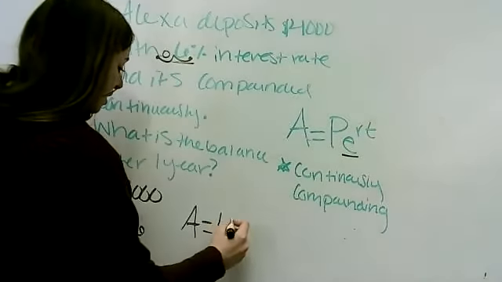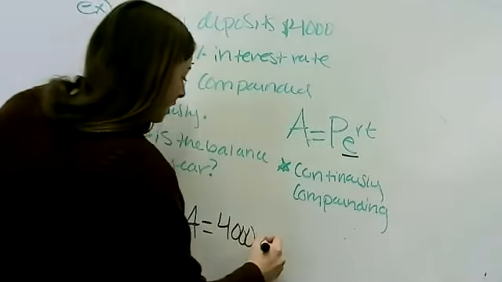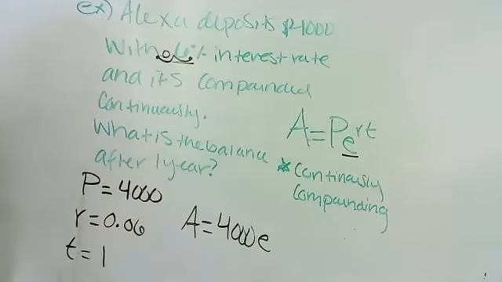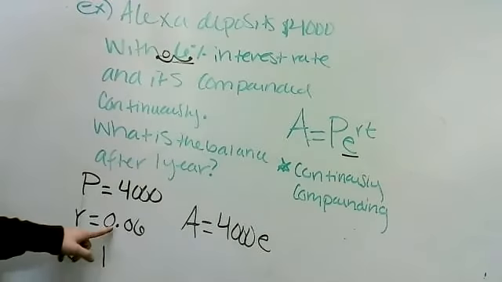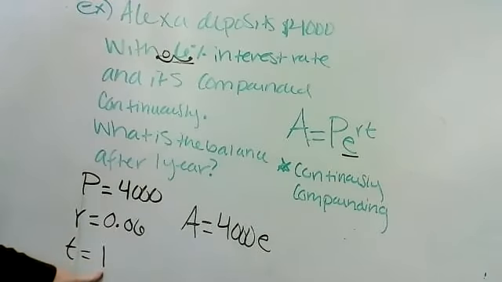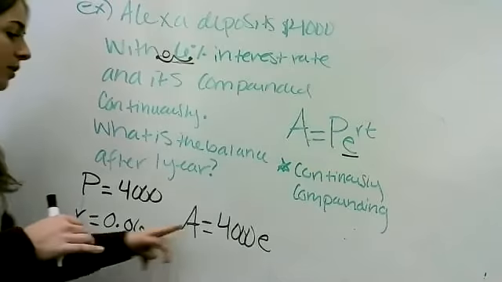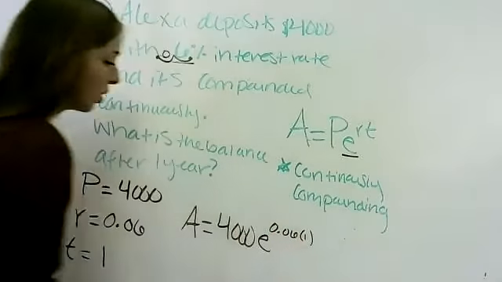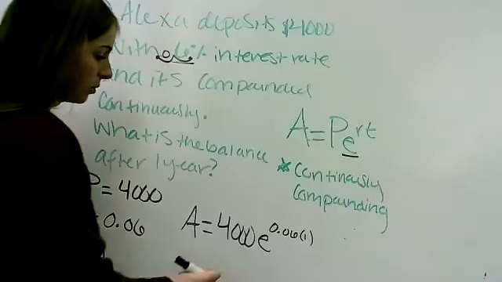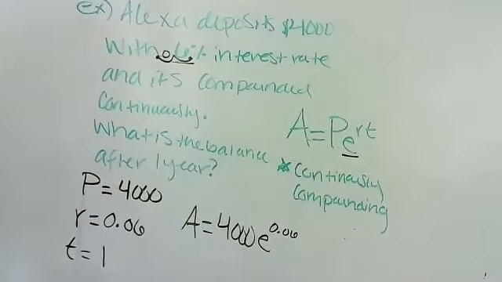So we start with our P, that is $4,000. This is multiplied by E, taken to the power of R times T. So what is 0.06 times 1? Anything times 1 is just itself. So you can do 2 different things. You can write out this step, or you can just know that when I have 0.06 times 1, you just end up with 0.06.